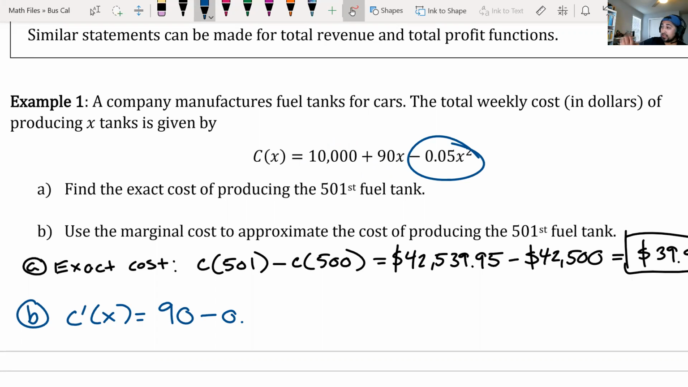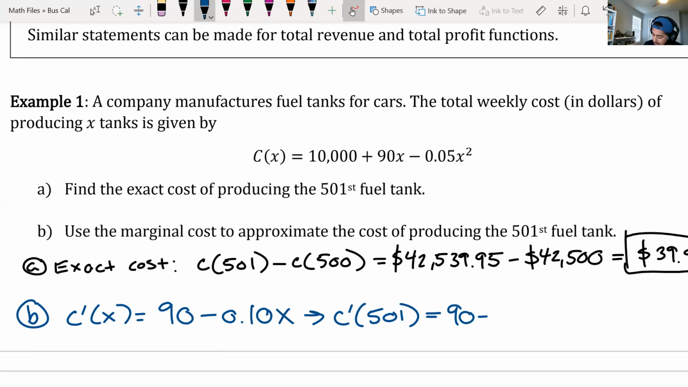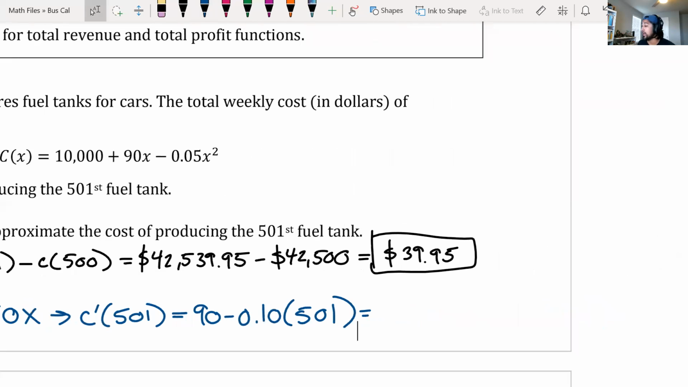Remember that the 2 comes down and multiplies the 0.05. So what's 2 times 5 cents? 0.10. There you go. There's our derivative. And now all we have to do is plug in 501. So C prime of 501 is equal to 90 minus 0.10 times 501. And let's see what we get. We should get something really close to the answer we got in A.